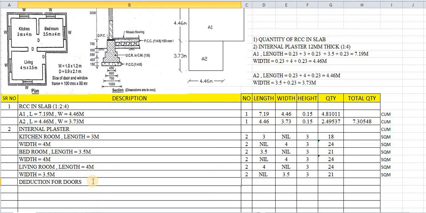So I am writing down here that the kitchen has 2 openings, 2 numbers. What about the bedroom? The bedroom has only 1 door opening, so 1 opening. The kitchen room has 2 numbers, the bedroom 1 number. Next, the living room again has 2 openings, one here and one here.